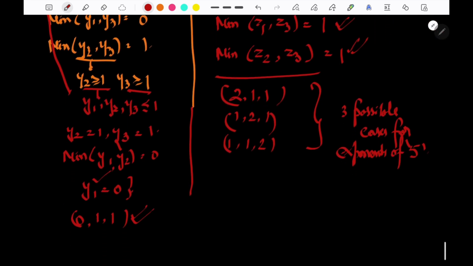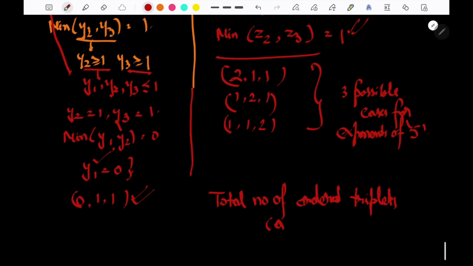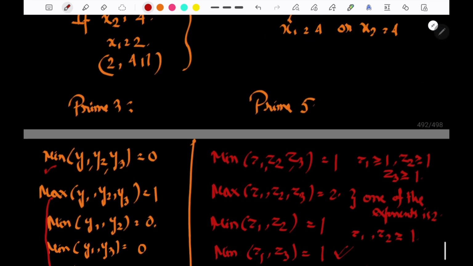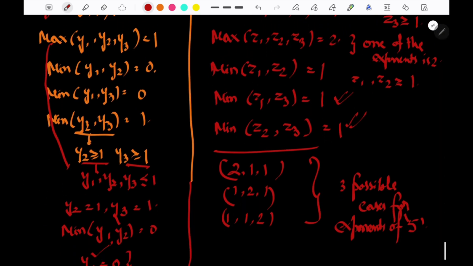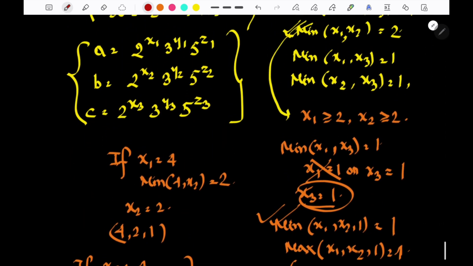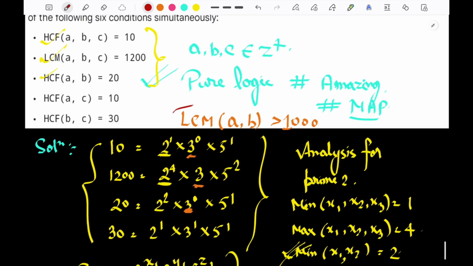So what is the final number of cases? Total number of ordered triplets A, B, C will be equal to, so here it was 2 cases, here it is 1, here it is 3. So 2 into 1 into 3, that is equal to 6 cases. Now there is another condition actually written: LCM of A, B is greater than 1000.